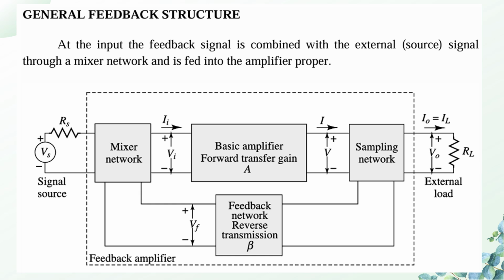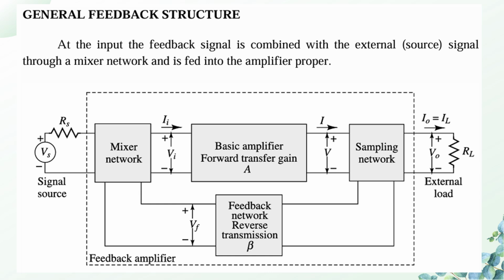Now come to the general feedback structure. The general feedback structure consists of a signal source in series with a resistance Rs, and next to that we have a mixer network. The mixer network is used for mixing the feedback signal with the input signal. There are two types of mixing available: series mixing and shunt mixing. Next to the mixer, we have the basic amplifier, which is either a transistor or an operational amplifier, and the gain of the amplifier is represented as letter A.